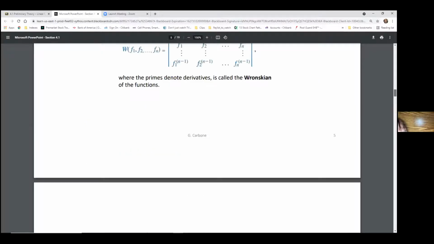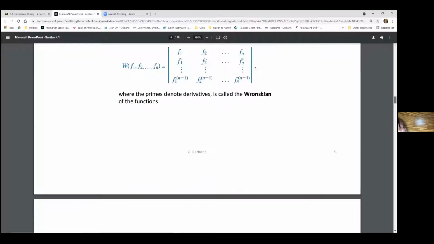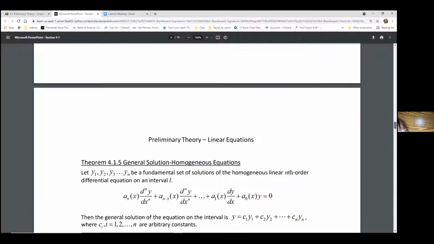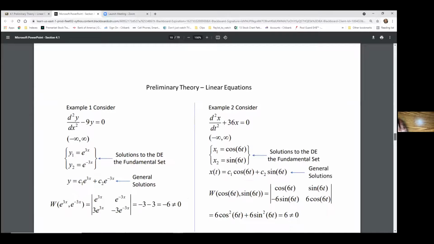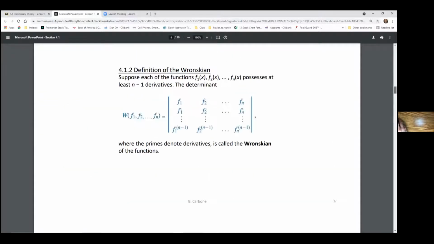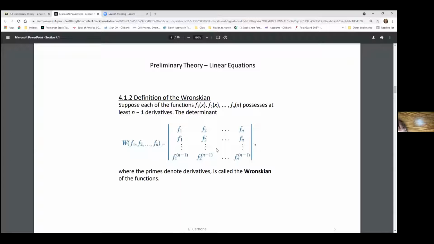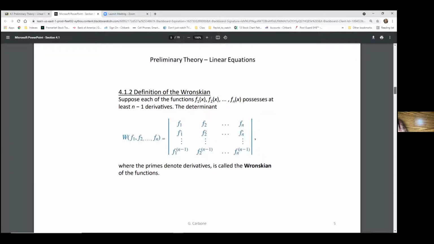Let's see. I thought I had it on the next one. And if the determinant, I guess I did it here. All right. If the determinant's not equal to 0, then they're linear independent. If the determinant's equal to 0, then they're linear dependent. All right. We'll go through an example. So if you have a third order differential equation, you can have a 3x3 determinant. If you have a second order differential equation, you have a 2x2 determinant that you have to calculate.